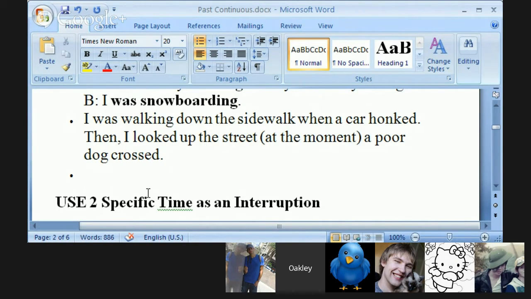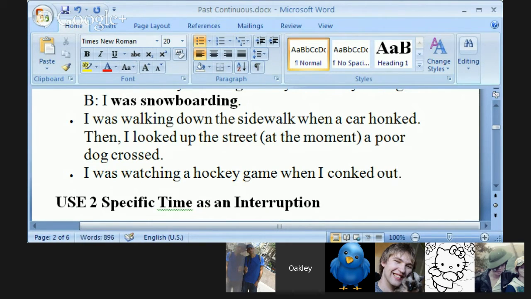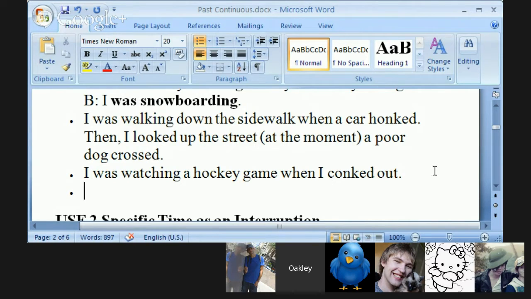Okay, Igor, give it a try. I was watching a hockey game when I conked out. Yeah, I like that. That's a good one. I like this phrasal verb: when I conked out. He suddenly fell asleep. He conked out. That's a great verb. That works just fine.